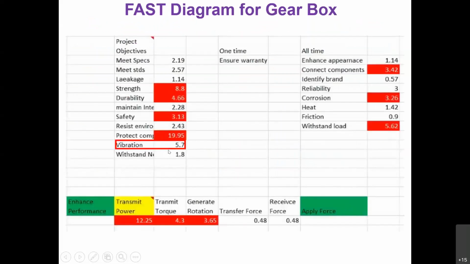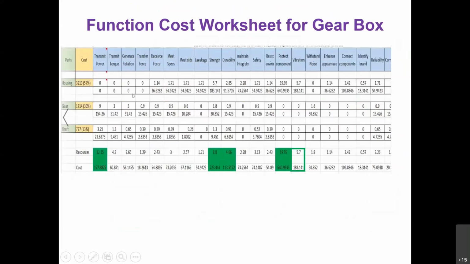Okay. So now what to do is that you need to allocate the cost for the individual functions. To receive force, you need to spend 36.6 rupees out of the overall 3,213 of the housing to achieve the function called receive force. To prevent leakage, I need to spend 54.9 rupees out of the overall cost.